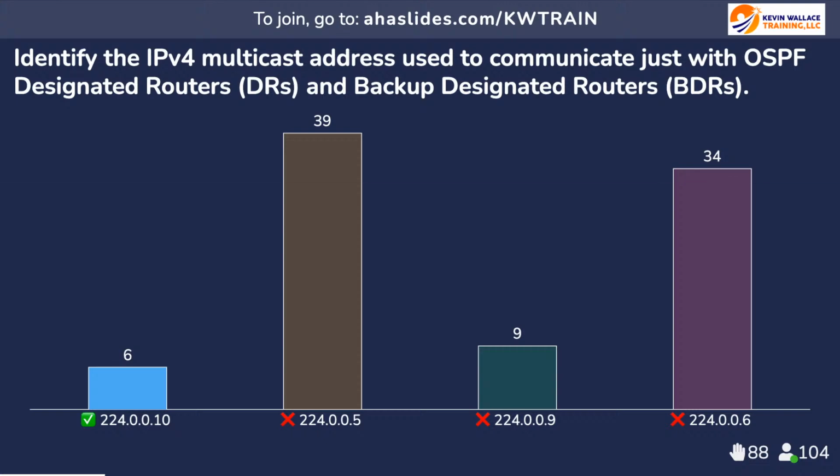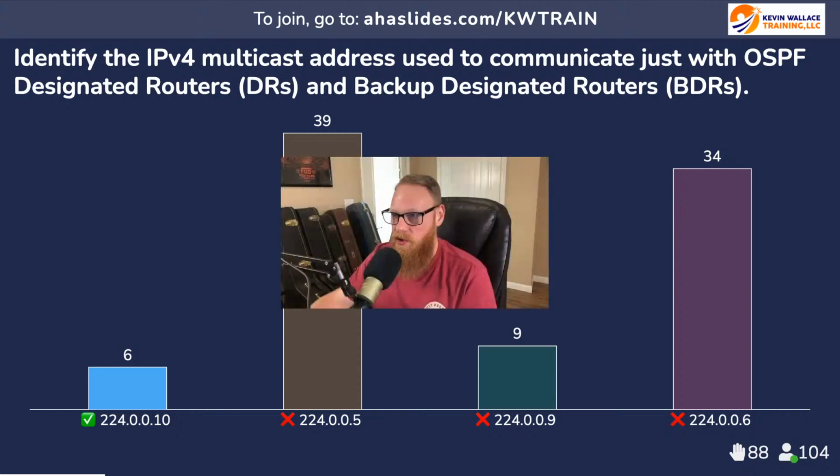All right, and our time is up, and we see the correct answer, 224.0.0.10. That's the IPv4 multicast group used to communicate with EIGRP routers. When we talk about those other options, .5 is used to communicate with all OSPF routers. We have .9 that's used to communicate with RIP version 2 routers. And the last option is .6. We use that to communicate with OSPF DR and BDR routers.